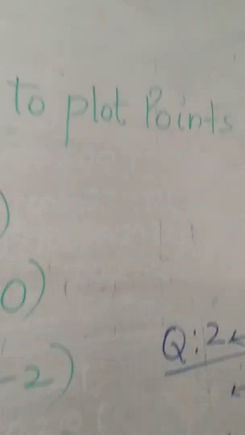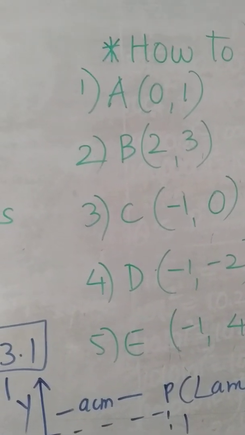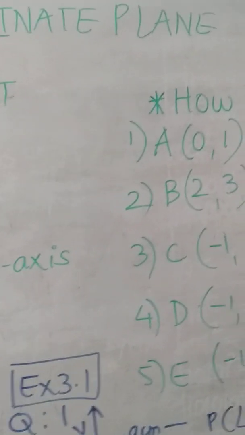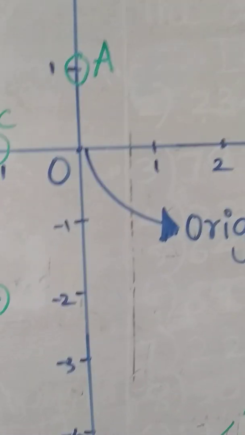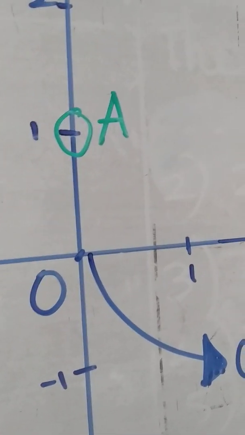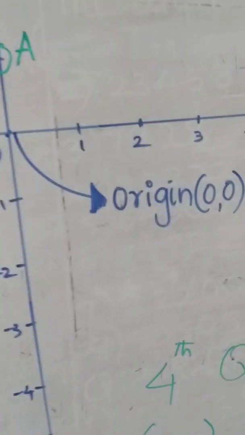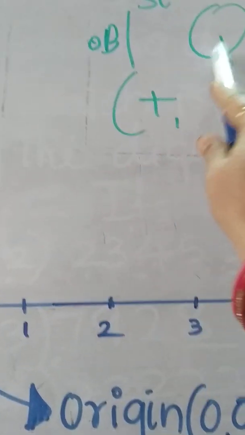Now let us learn how to plot the points. The first example I have taken point A corresponding to 0, 1. 0 corresponds to x, y to 1. Okay, let us start. Now where is 0? 0 is here, and y. So A corresponds to 0, 1, so it lies on y-axis. Okay. B, 2, 3. Where is your 2? 2 means this you have to take, and 3 of y-axis. So B, 2, 3.